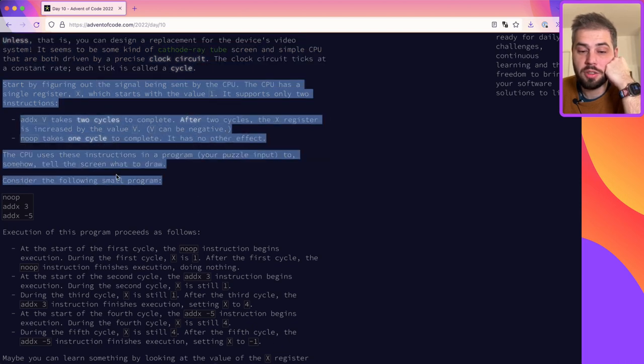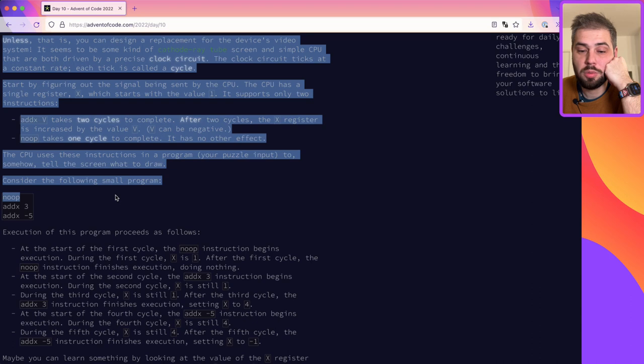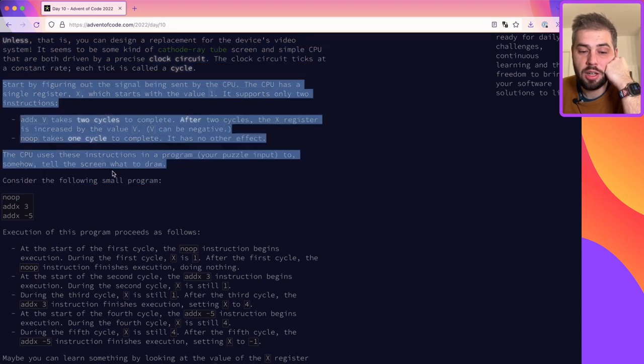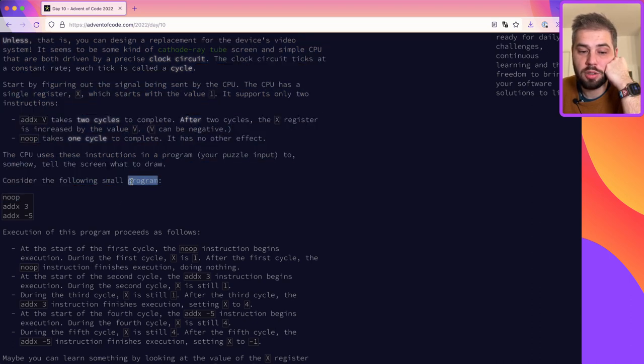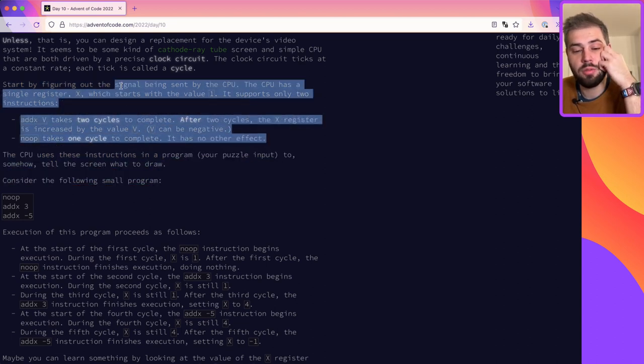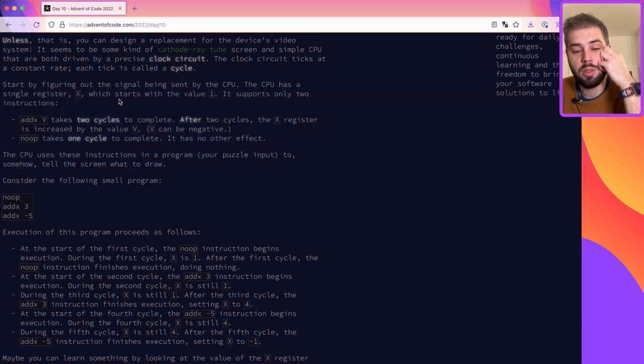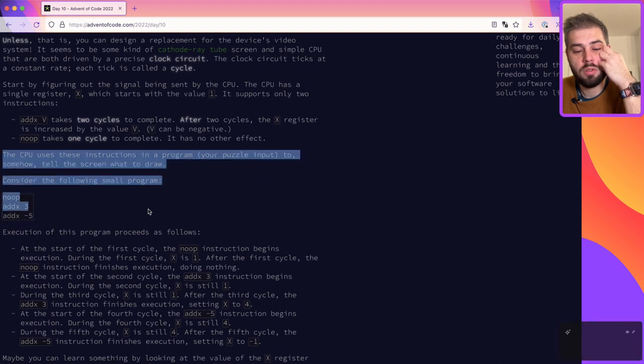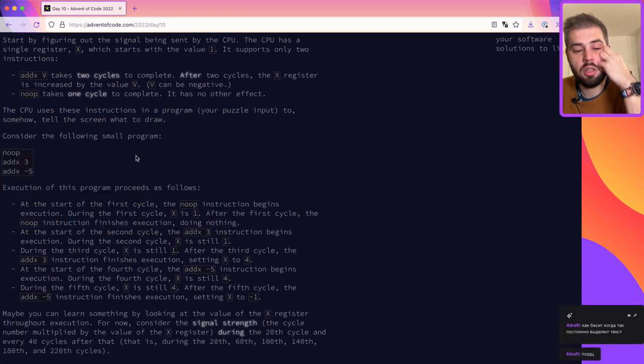Start by figuring out the signal being sent by the CPU. The CPU has a single register X, which starts with the value 1. It supports only two instructions. addx V takes 2 cycles to complete. After 2 cycles, the X register is increased by the value of V. V can be negative. noop takes 1 cycle to complete. It has no other effect. The CPU uses the instructions of a program to somehow tell the screen what to draw. Consider the following small program: noop, addx 3, addx -5.